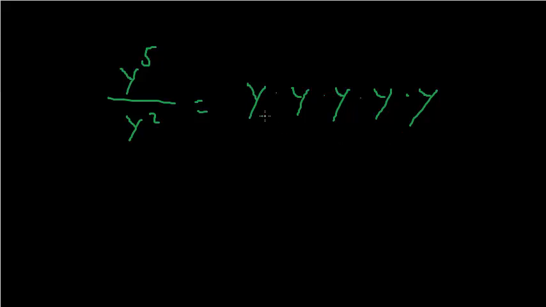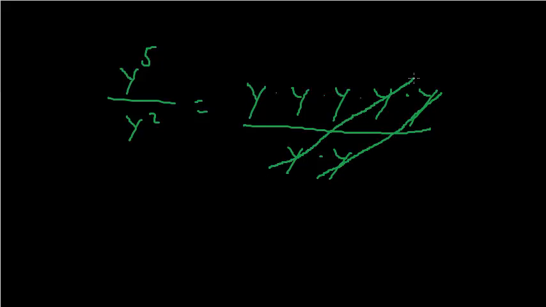If I divide, say, y to the fifth over y squared, I can break this down into its parts. Y times y times y times y times y. So 5 y's all over y times y, 2 y's. Now, here, these y's can cancel out. So they're a factor of the numerator and denominator. And we are left with 3 y's up top, y times y times y, or y cubed.